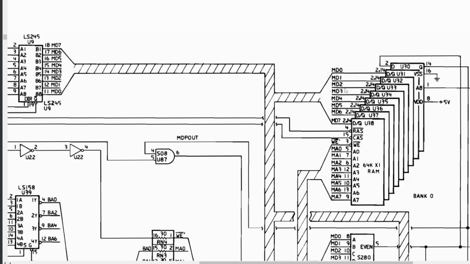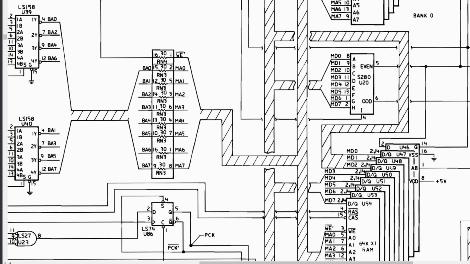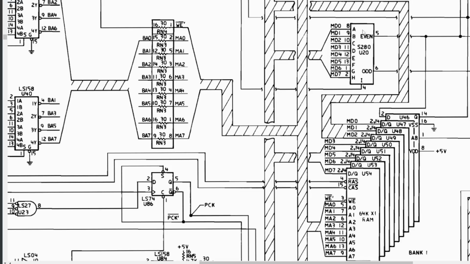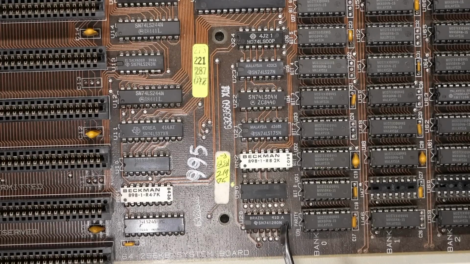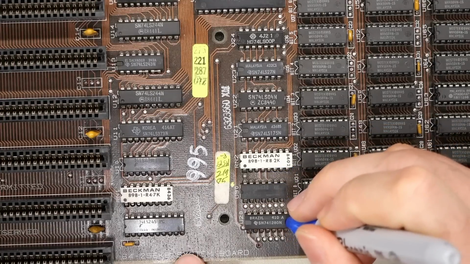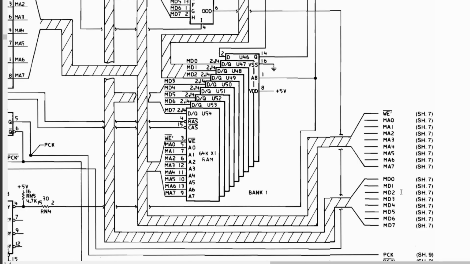You'll notice here MD0 through 7 also comes down here and goes to this other bank of memory. It is also connected right here to U20, which is this IC here, 74LS280. This must have something to do with the parity memory checking. So I'm just going to put a dot on that IC because that could be one of the problems right there as well. And if we follow this down here, it goes to sheet 7.